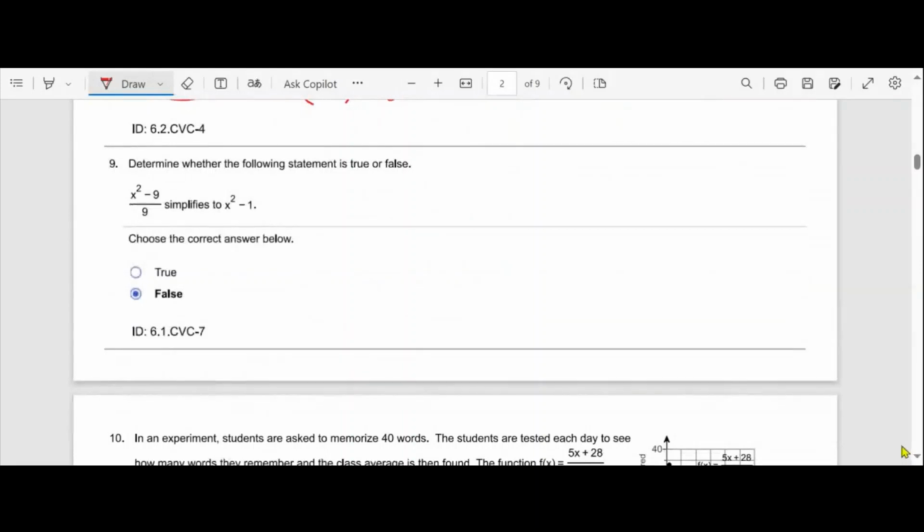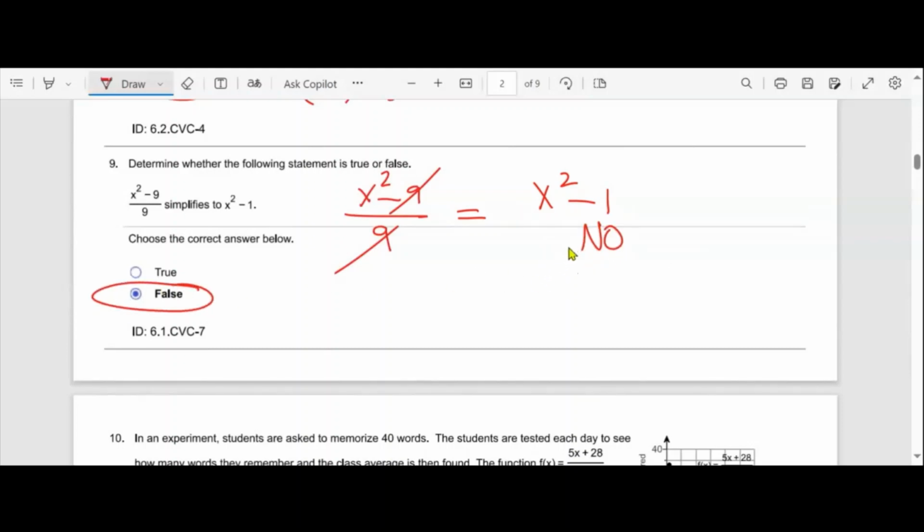Number 9. Determine whether the following statement is true or false. X squared minus 9 over 9 simplifies to x squared minus 1. Choose the correct answer. First of all, x squared minus 9 over 9. Now we have x squared, right? Minus 9 over 9 will give us minus 1. Can I cancel the 9 with the 9? That will give us x squared minus 1. So that means the answer is false. Why is it false? Because, doctor, the minus 9 we cannot cancel by 9. It needs to be minus 7 with minus 9.